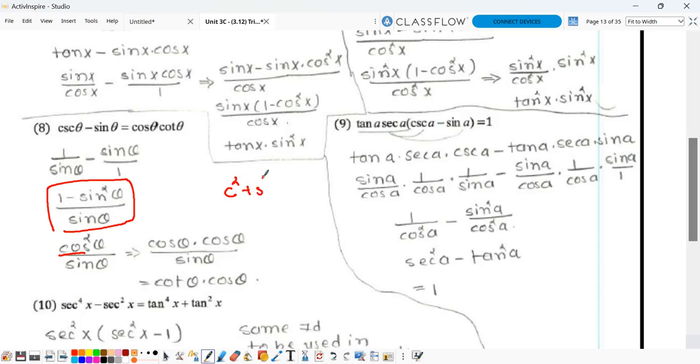This is such a popular identity that I call it a celebrity. Celebrity means everybody knows them, everybody uses them. We know we have to spot them. That's why I call them celebrity: you have to spot them. 1 minus sine square, straight away, cosine square.